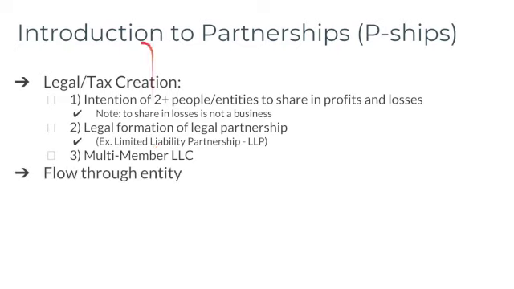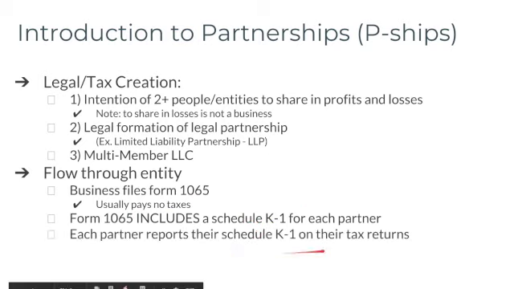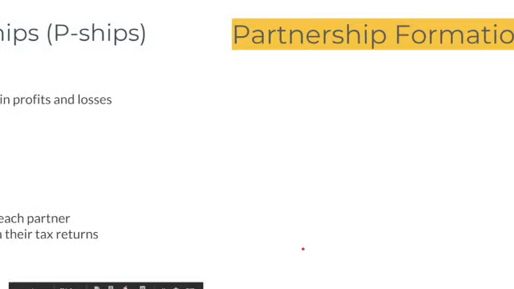So all of these legal entities, for taxes, are called flow-through entities, and they're all taxed as a partnership. That means that the business files Form 1065 and usually pays no taxes. The concept is it pays no taxes. At the back of Form 1065, there's a Schedule K-1 for each partner, which splits out the business activity based on each partner's share of the business. Each partner then reports their K-1 on their tax returns.